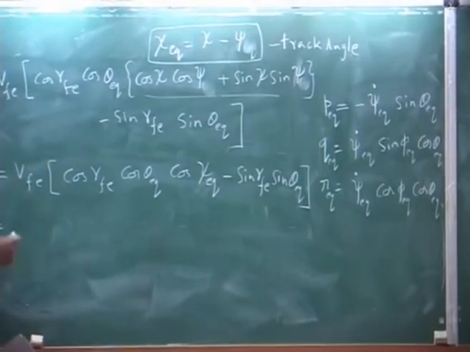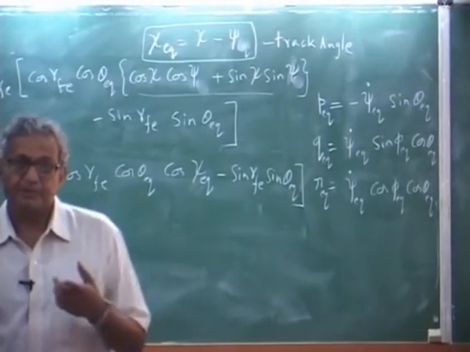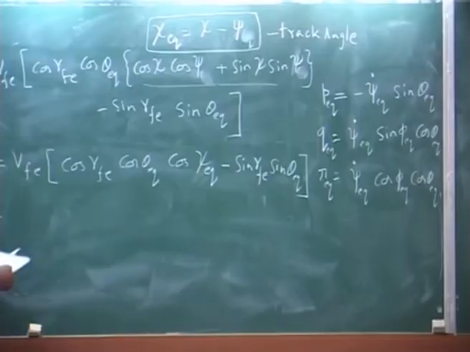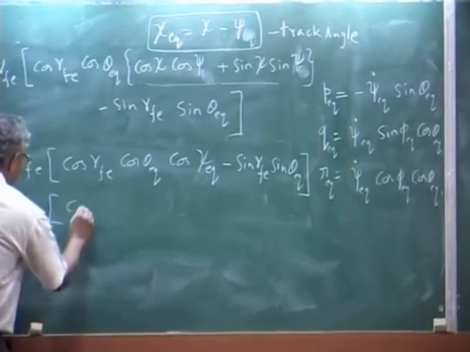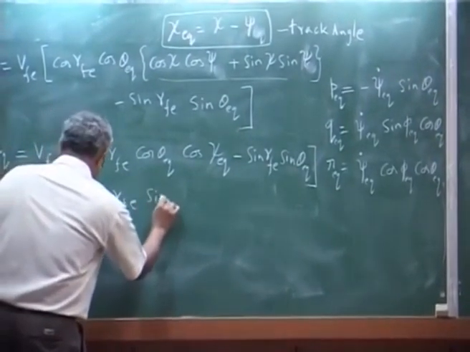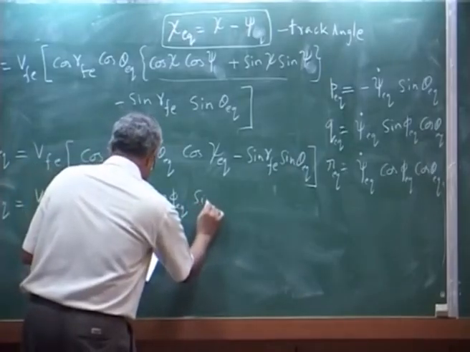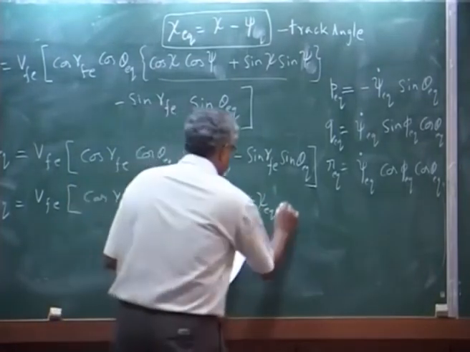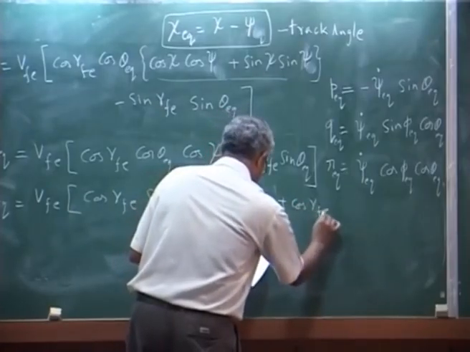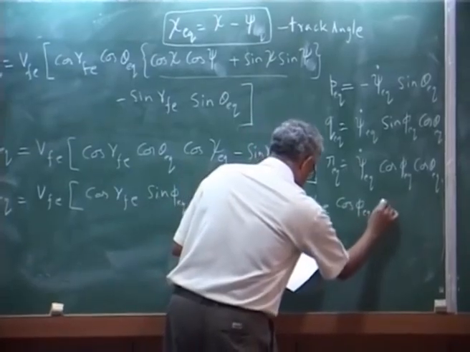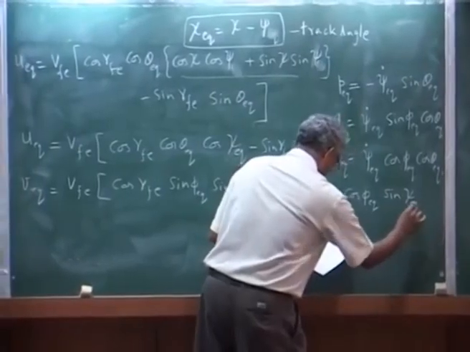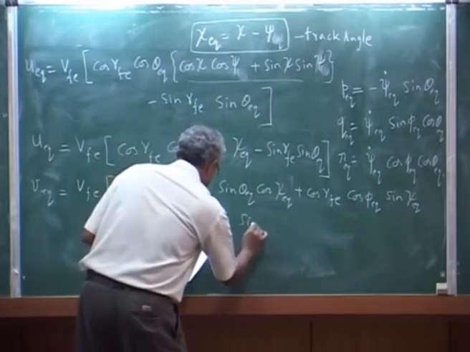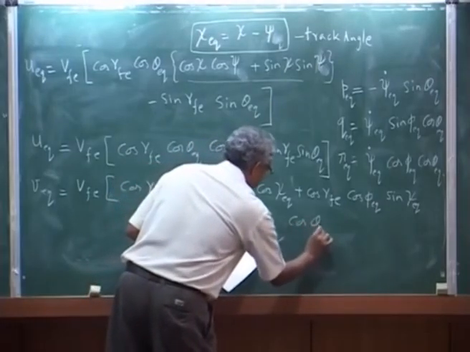Okay. And now you have to get that. Now flight mechanics possibly they may, because the track angle is. Now what you do is you will have your UE is VFE cosine gamma FE sin phi equilibrium sin theta equilibrium cosine chi equilibrium plus cosine gamma FE, because these are all long expression, phi equilibrium sin chi equilibrium plus sin gamma FE sin phi equilibrium cosine theta equilibrium.